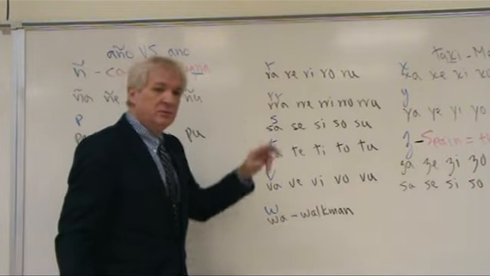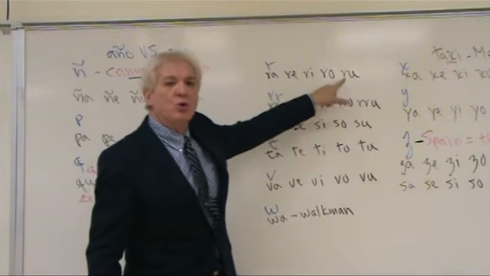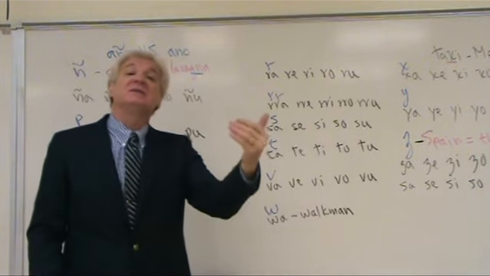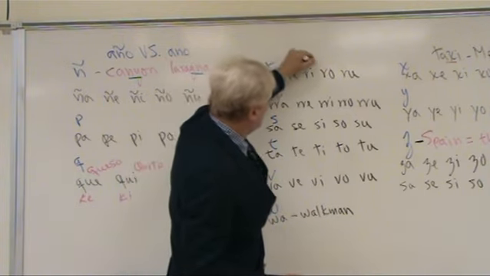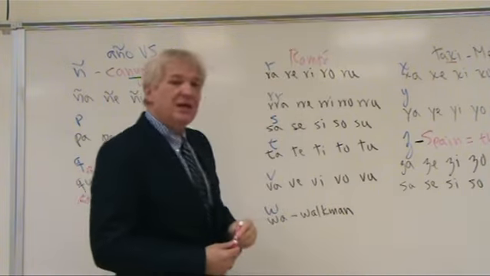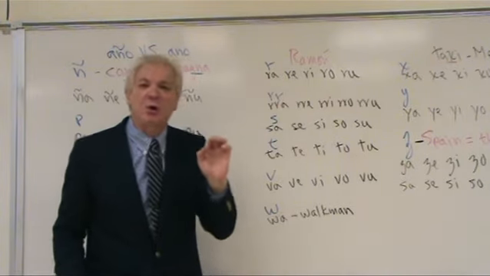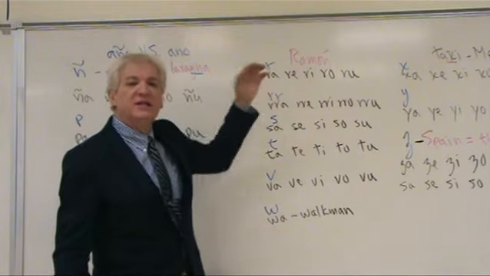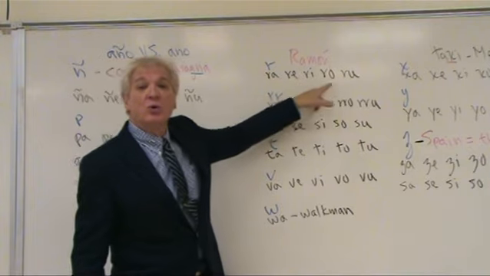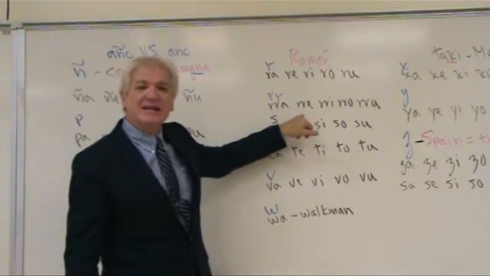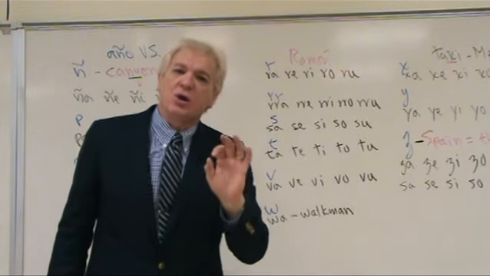Now the single R, ra, re, ri, ro, ru. But if the single R is at the beginning of a word, as in the word Ramon, it becomes double when you pronounce it. You say Ramon, not Ramon. So the letter in the initial position sounds double. So for single will be ra, re, ri, ro, ru, and double ra, re, ri, ro, ru.